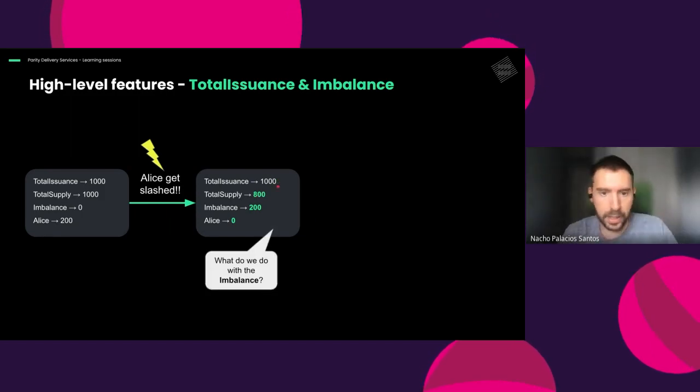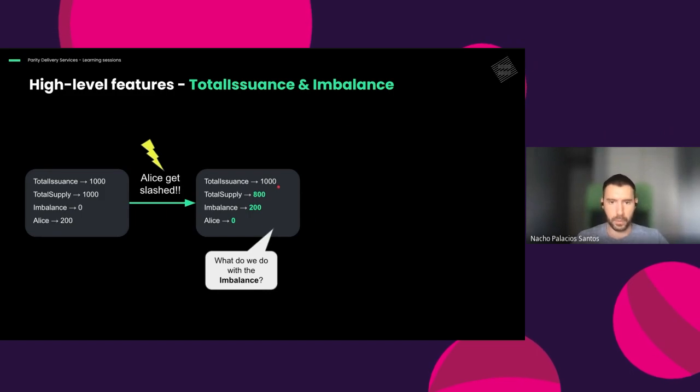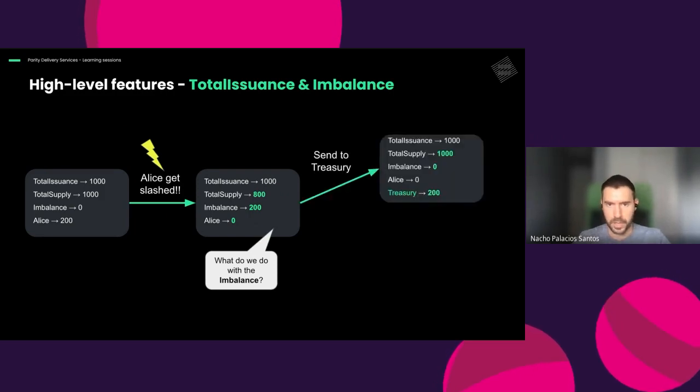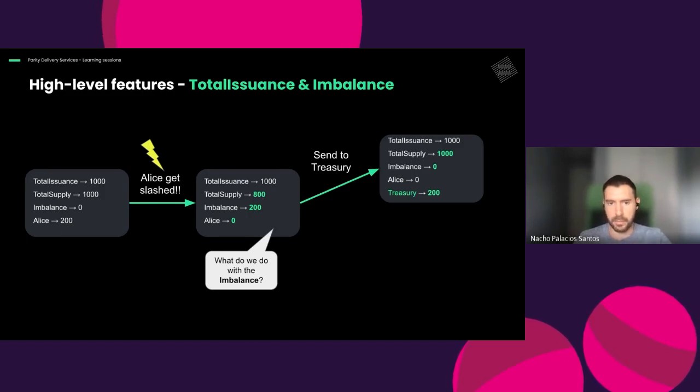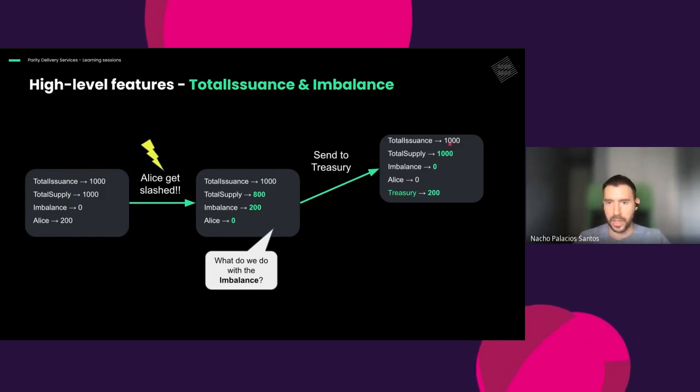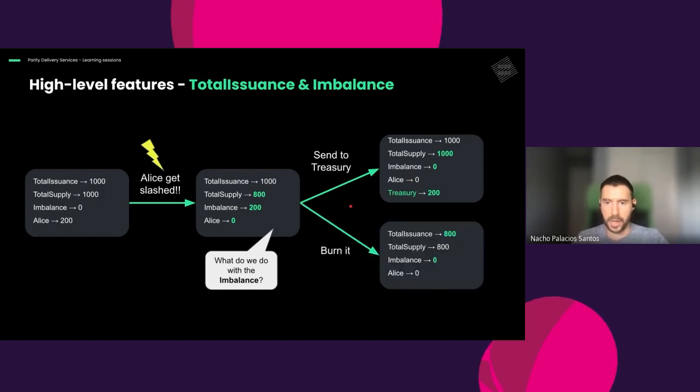What do we do with the imbalance? Remember, we are looking for having the same amount in total imbalance and total supply. We will see a couple of options. The first one is to send it to the treasury. So we send that imbalance to the treasury account. What will happen with the total supply? The total supply will be increased accordingly. Remember, total supply equals the addition of all accounts. And we don't have to touch the TotalIssuance. And they both are equal. Everybody's happy.